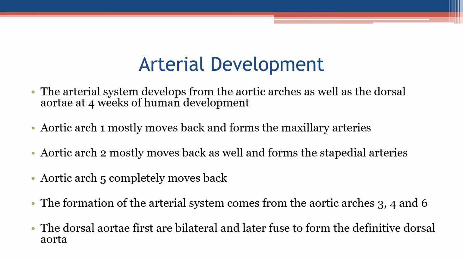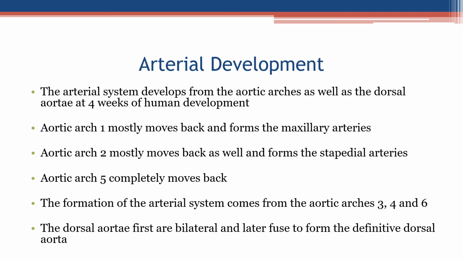Arterial development. The arterial system develops from the aortic arches as well as the dorsal aorta at 4 weeks of human development. Aortic arch 1 mostly moves back and forms the maxillary arteries. Aortic arch 2 mostly moves back as well and forms the stapedial arteries. Aortic arch 5 completely moves back. The formation of the arterial system comes from the aortic arches 3, 4 and 6.